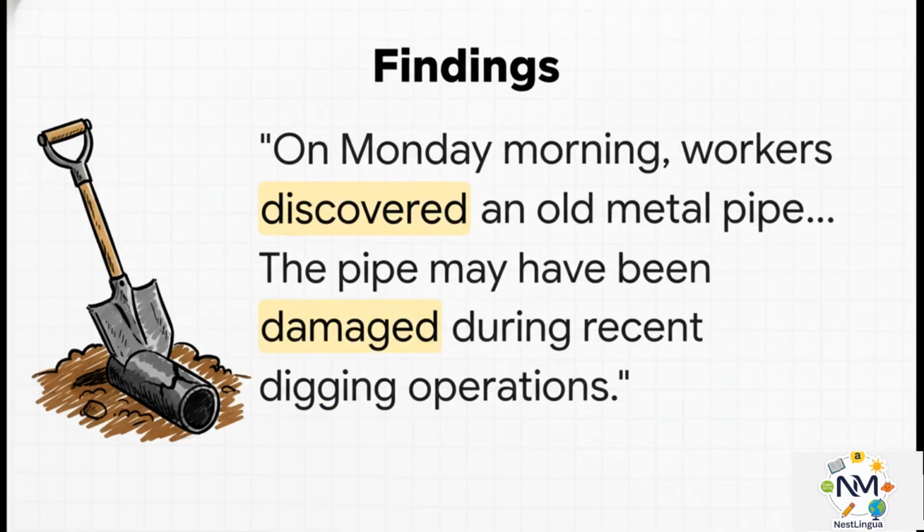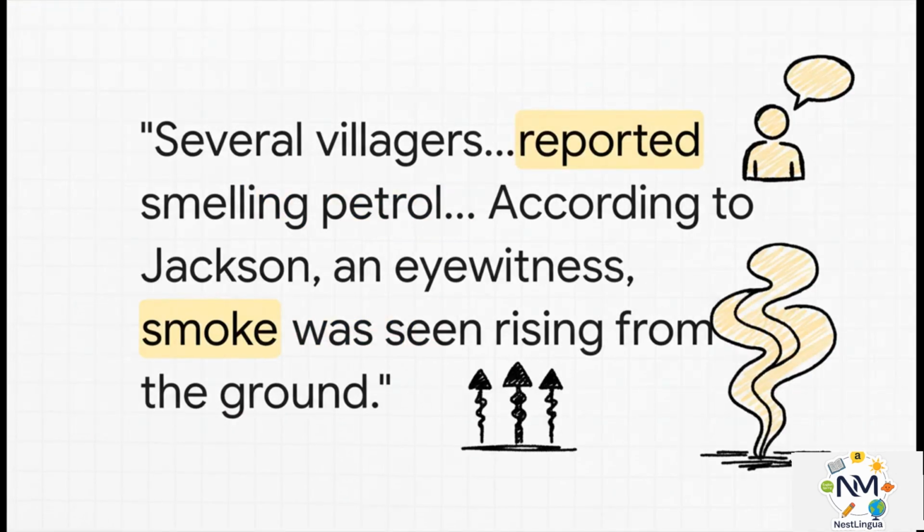Okay, now for the findings. This is the part where we just present the core facts, plain and simple. On Monday morning, workers discovered an old metal pipe. The language here is totally factual. It states what was found and adds important context, like the idea that the pipe might have been damaged during some recent digging. And we keep building on that with more specific findings. For example, several villagers reported smelling petrol, or according to an eyewitness, smoke was seen. You see what's happening? We're just presenting the information exactly as it was collected.